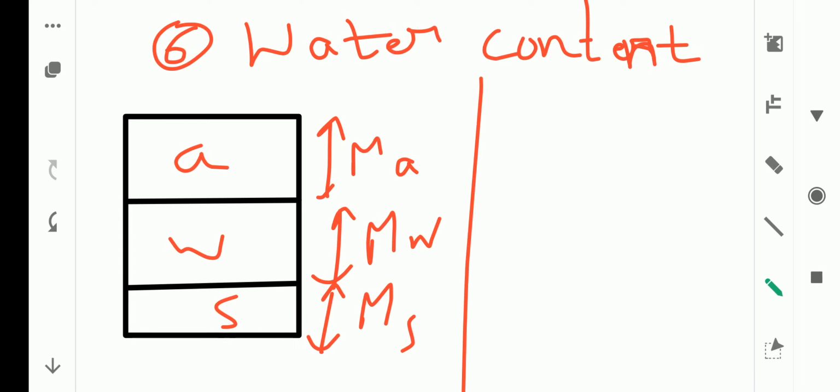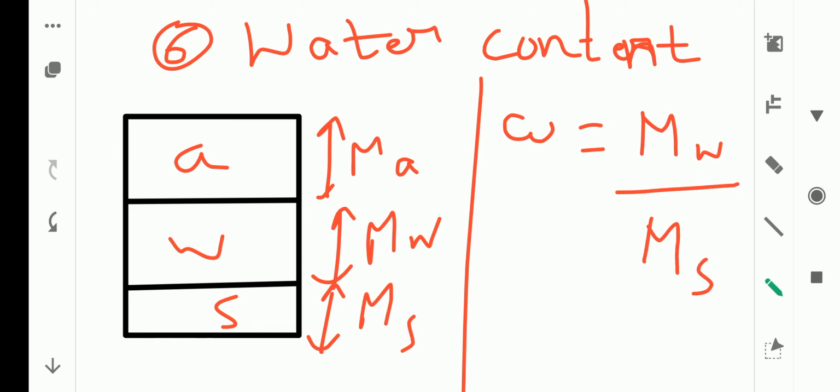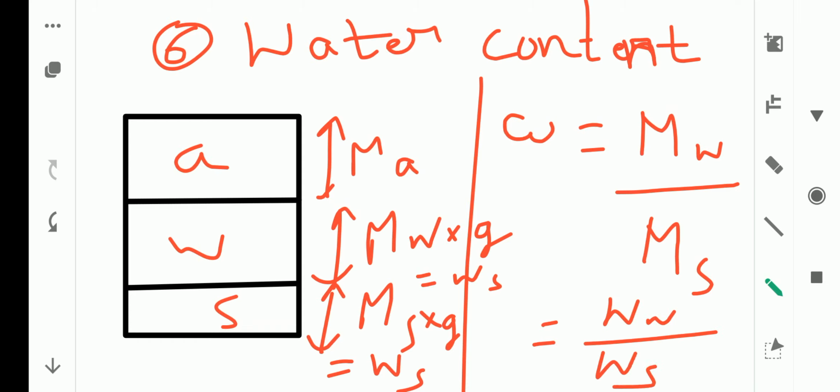So what is water content? Water content, which is denoted by W, is equal to mass of water divided by mass of solids, right? Now do you know that if we simply multiply mass of solids with g, we will get weight of solids. If we multiply mass of water simply with g, we will get weight of water. So water content can also be written as weight of water by weight of solids, right? And if you want to get it in percentage, simply multiply by 100.